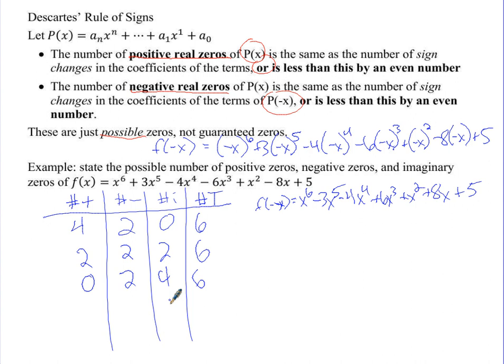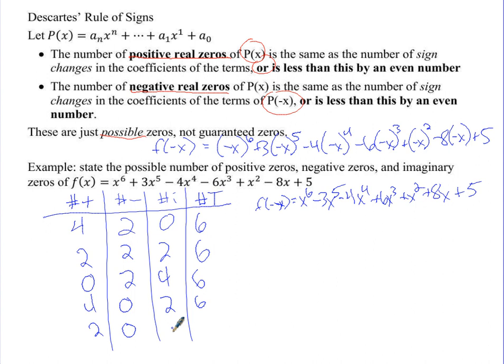Or I could have kept the 4 the same here. I could have 4 positive roots and 0 negative roots, because I can decrease 0 by 2 as well, or is less than this by an even number. So that would be 4 positives, 0 negatives, 2 imaginaries for a total of 6. And once I've gotten rid of this one, I can continue to decrease this one back to 2, 0.